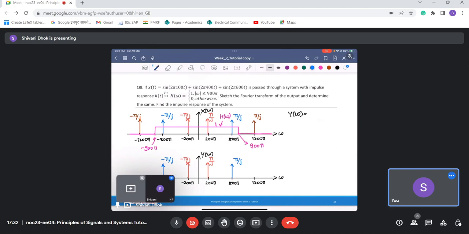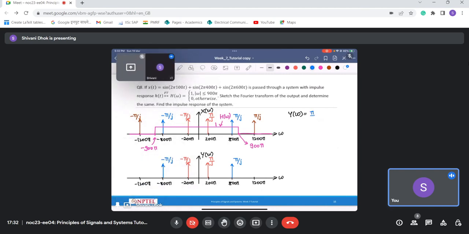multiplied by delta of omega minus 200 pi, minus delta of omega plus 200 pi, plus pi by j times delta of omega minus 800 pi, minus delta of omega plus 800 pi. So this is what we are having.